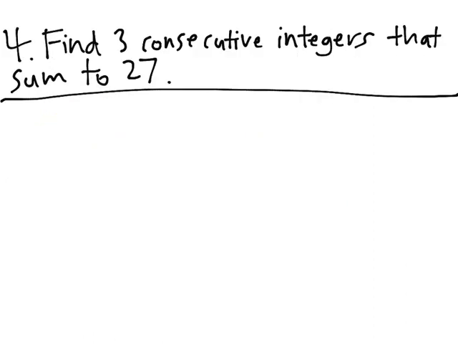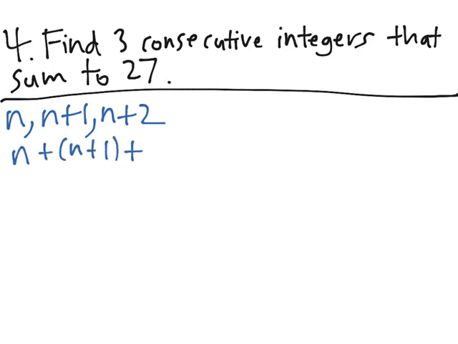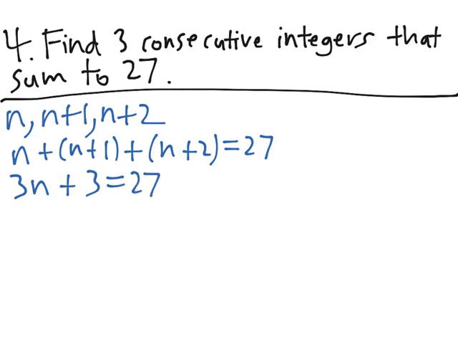Problem 4. Find 3 consecutive integers that sum to 27. Let's call the lowest of these integers n. Then the 3 integers have to be n, n plus 1, and n plus 2, since they are consecutive. Now we know that their sum has to be 27, so n plus (n plus 1) plus (n plus 2) equals 27. If we simplify the left side and group together the n's, this is 3n plus 3 equals 27.